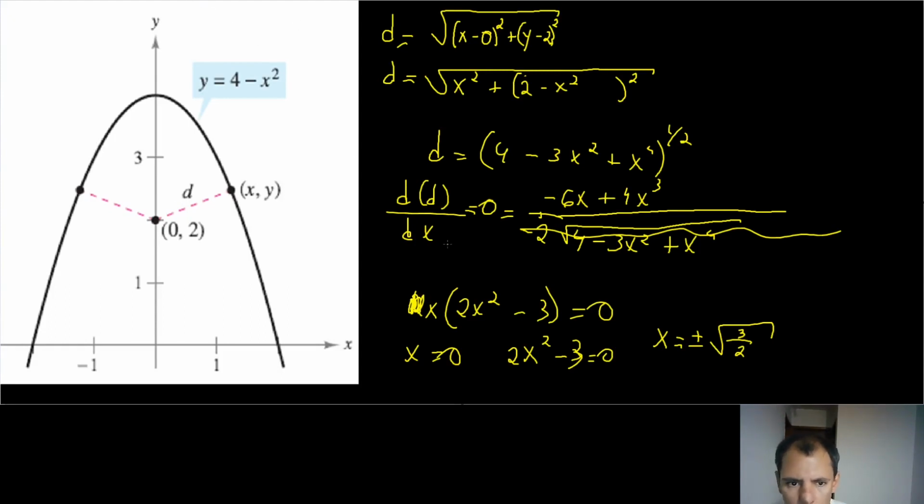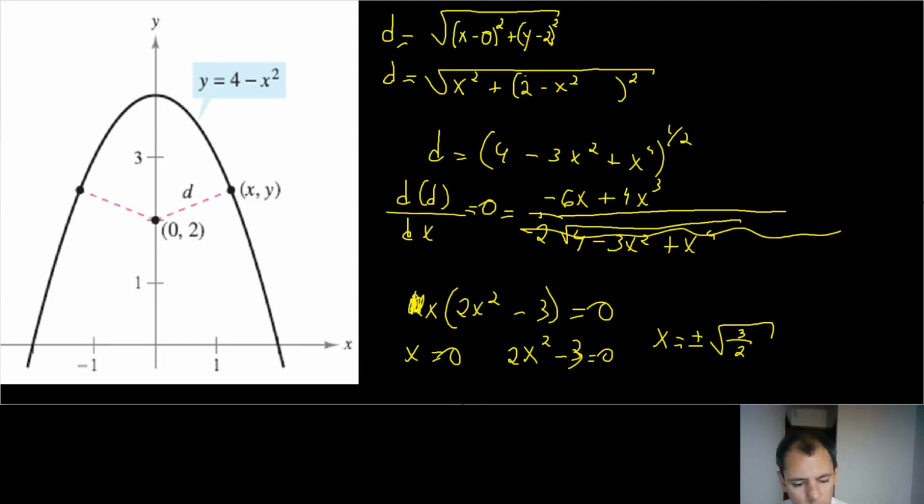Because you see, this is the derivative. Now, when is the derivative going to be 0? When x equals 0 and when x equals plus or minus square root of 3 divided by 2. So these are relative minimums or maximums. But if you use the first derivative test, you're going to verify that x equals 0 yields a relative maximum, whereas both x equals square root of 3 divided by 2 and minus square root of 3 divided by 2 yield the minimum distance.